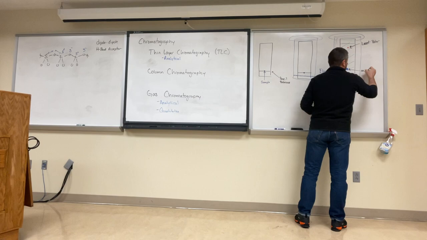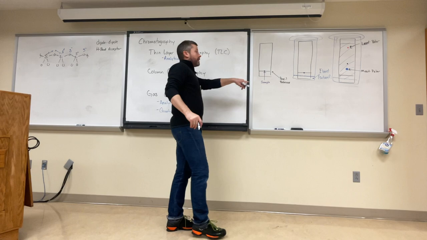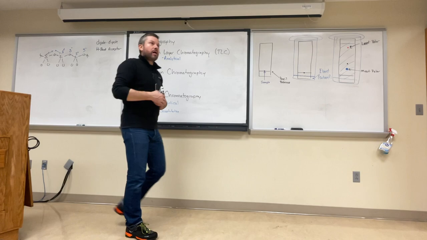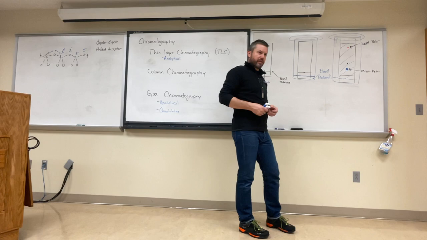So just like GC, we're getting a view of how many things we have in our mixture. What is unlike GC though? What don't we figure out when we do TLC? Molecular weight. It's the mass spec that gives us the molecular weight. But yeah, if the GC is hooked up to the MS, then we can learn molecular weight.